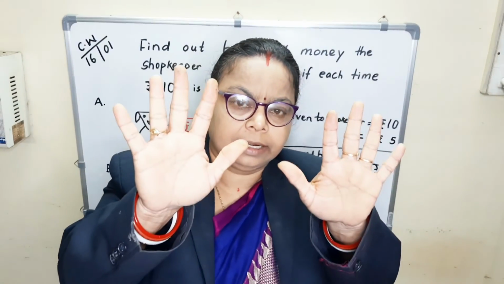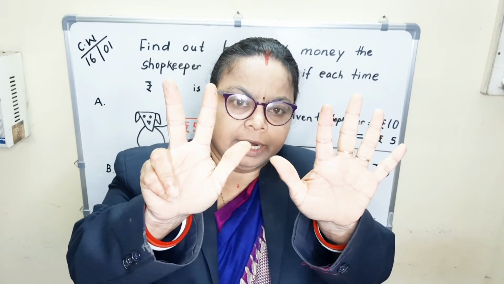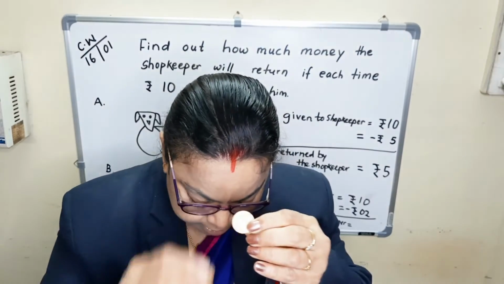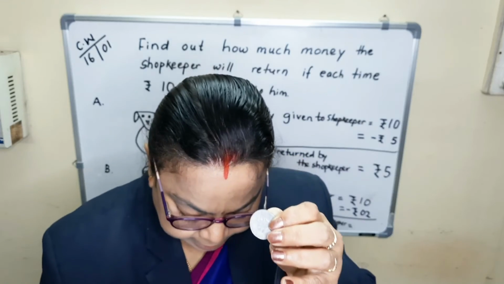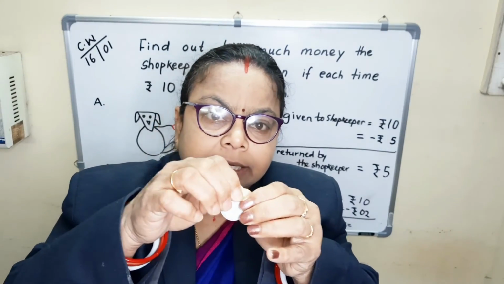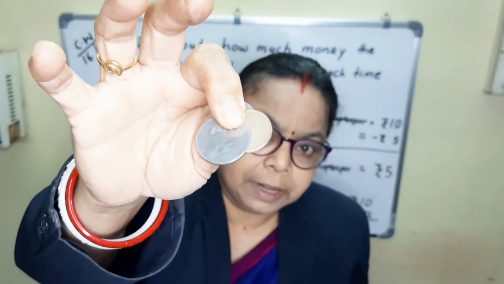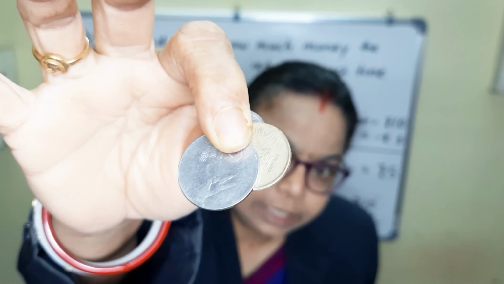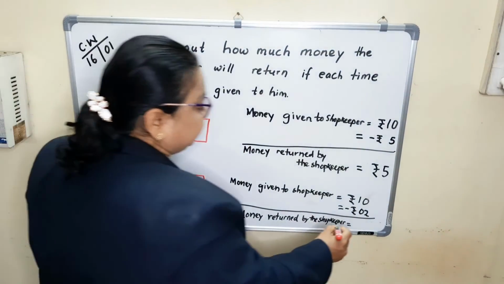So 10 minus 2. How much will return? 8 rupees. Children, you see 5 rupee, then 2 rupees makes 7 rupees, then 1 rupee. So this much amount he will return to you. Okay, money returned by the shopkeeper is 8 rupees.